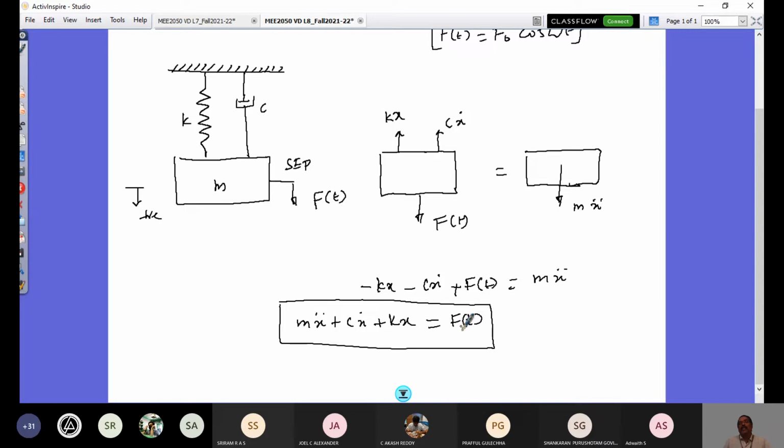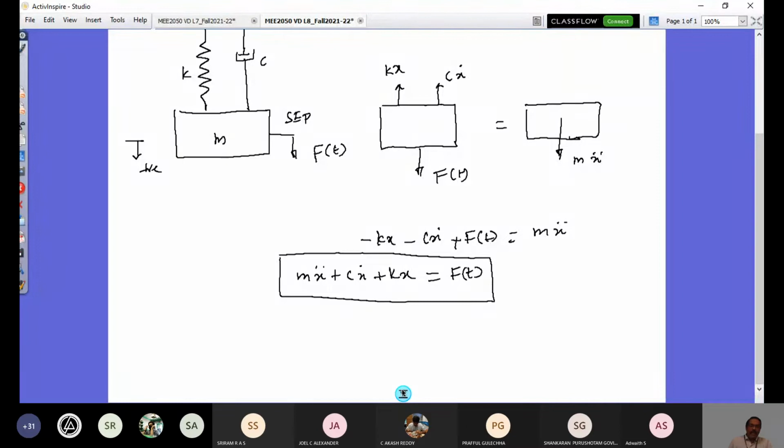And this forcing function is further classified: is it a harmonic excitation, or some step input excitation, or an impulse excitation, or a random excitation, and so on. So in today's class we are going to look at vibration caused by f of t equals f naught cos omega t. When you solve this equation, what is it? It is a second order ordinary non-homogeneous equation, because the right hand side is not equal to 0.